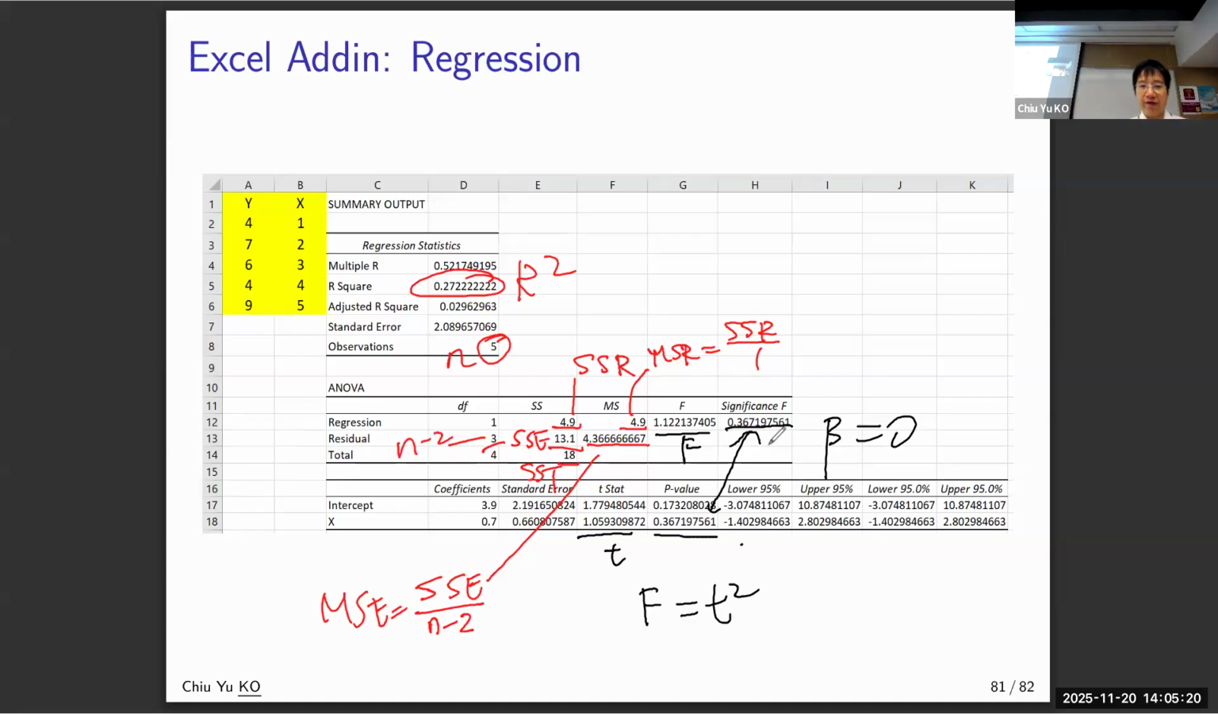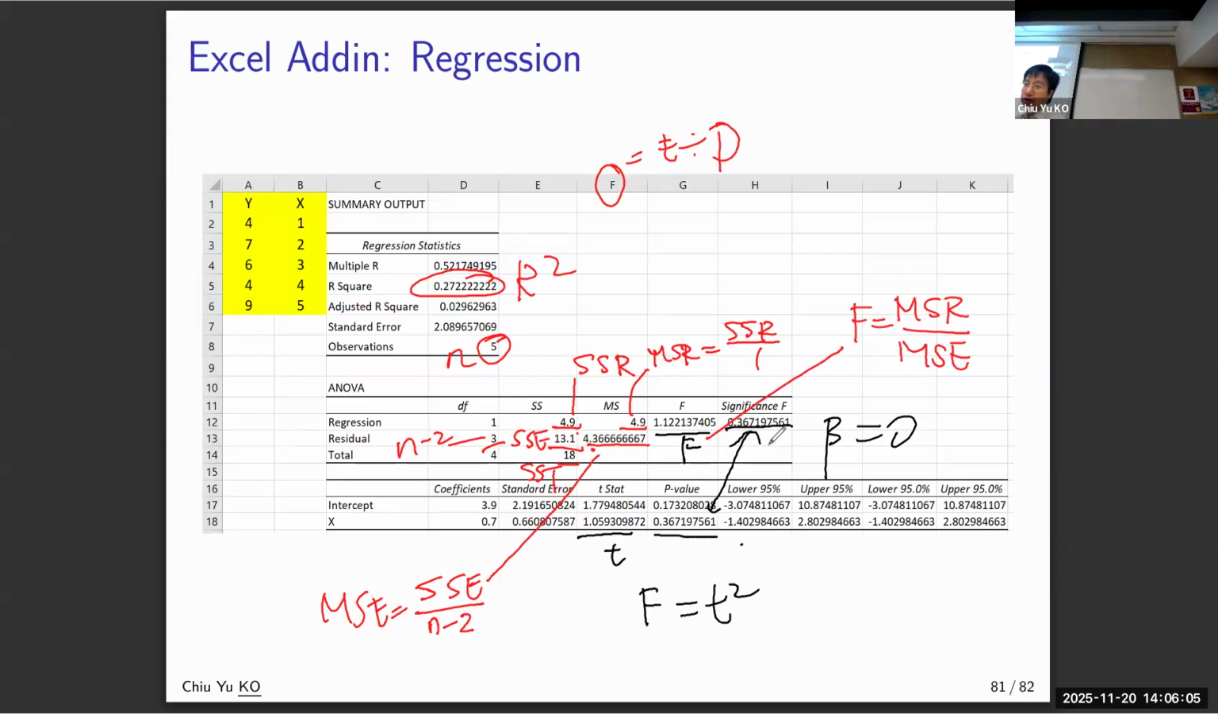So column F is calculated by column E divided by column D. Okay. This column F here, right, is column E divided by column D. Okay. So 4.9 divided by 1, you get 4.9. 13.1 divided by 3, you get 4.33. Okay. And what is F? F is just MSR over MSE, right? As I said, MSR will contain more than sigma square if beta is not 0, right? If beta is 0, MSR and MSE should be same, right?